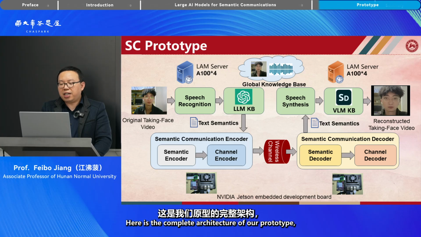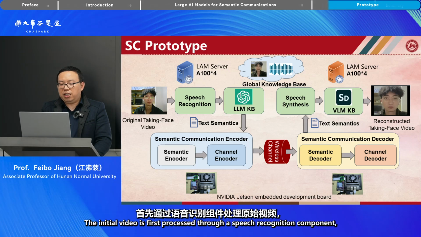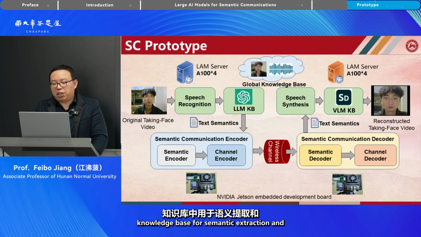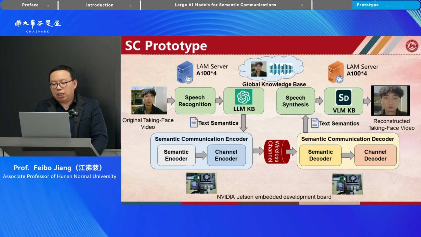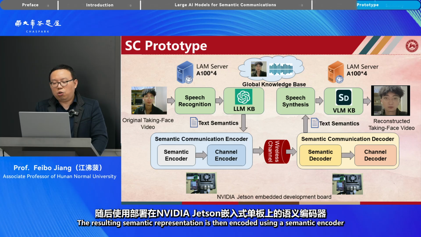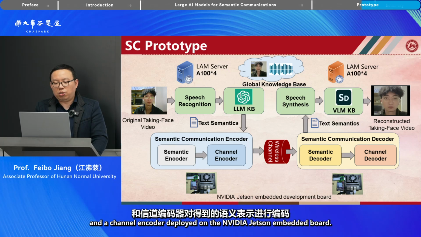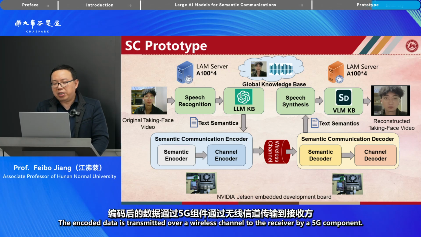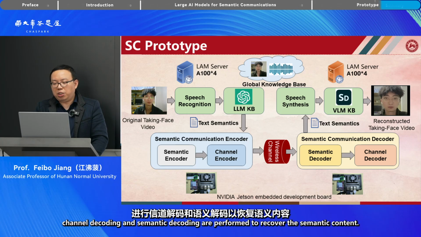Here is the complete architecture of our prototype, showing how data flows through the system. The initial video is first processed through a speech recognition component, after which the transcribed text is passed into a large language model knowledge base for semantic extraction and disambiguation. The resulting semantic representation is then encoded using a semantic encoder and a channel encoder deployed on an NVIDIA Jetson embedded board. The encoded data is transmitted over a wireless channel to the receiver by a 5G component. At the receiving end, channel decoding and semantic decoding are performed to recover the semantic content.